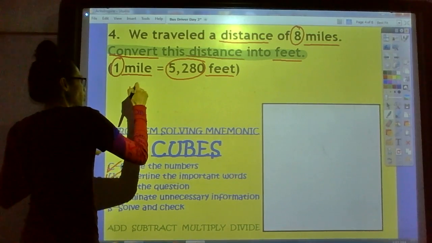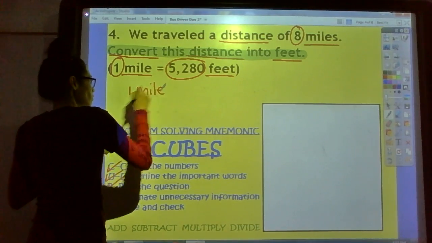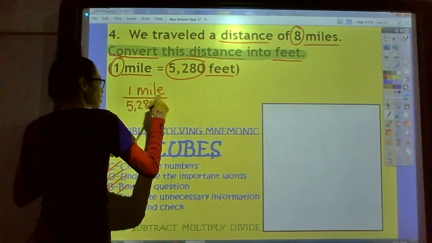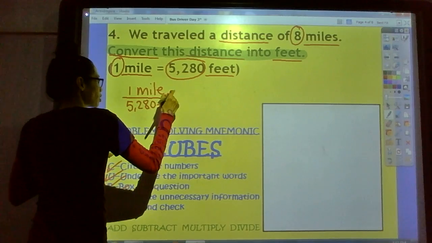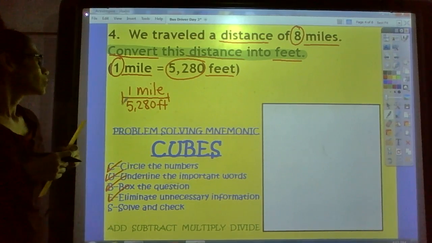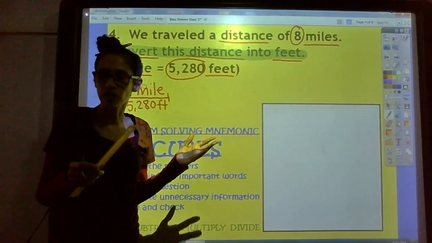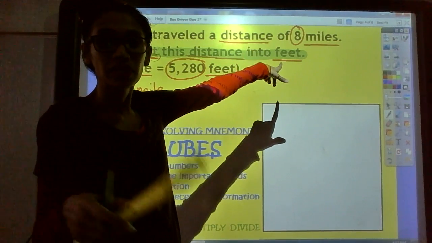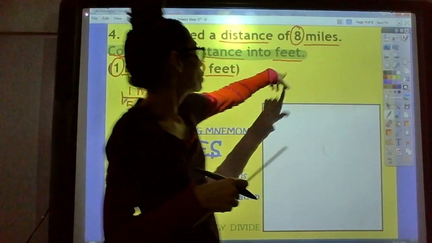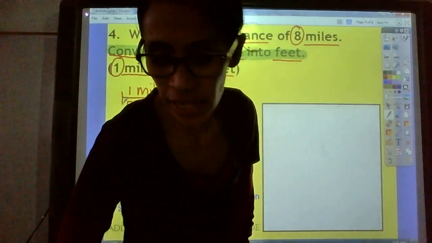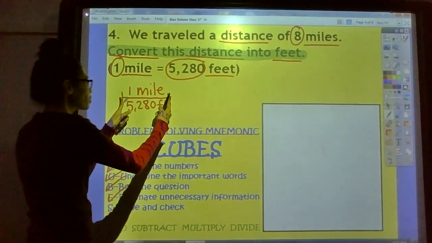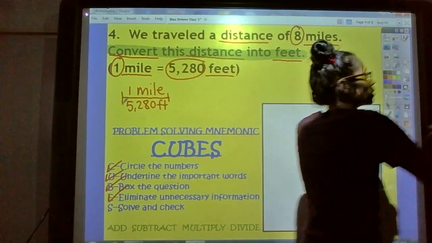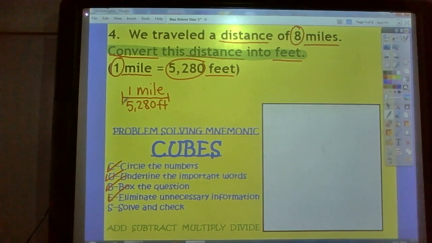I'm going to write that down. 1 mile is the same thing as 5,280 feet. I'll write the abbreviation for that. Now, what's our answer? We need to figure out how many of these go in 8 miles. That means I need 8 of these. 1, 2, 3, 4, 5, 6, 7, 8.